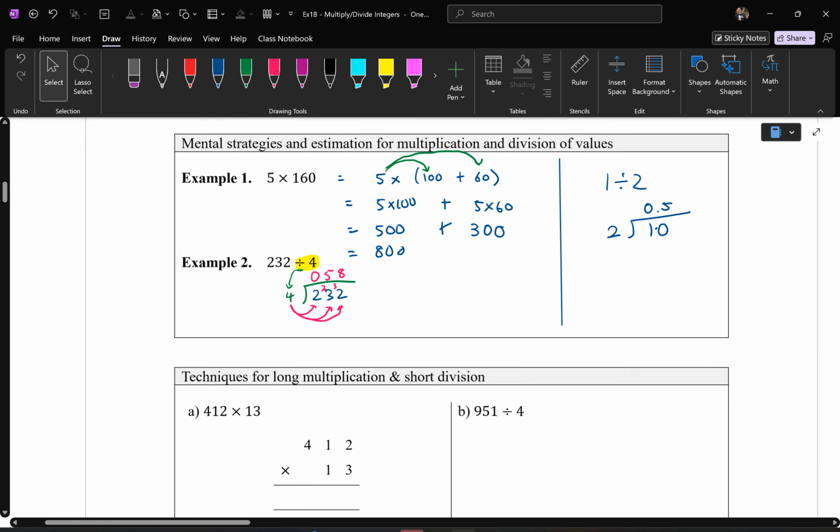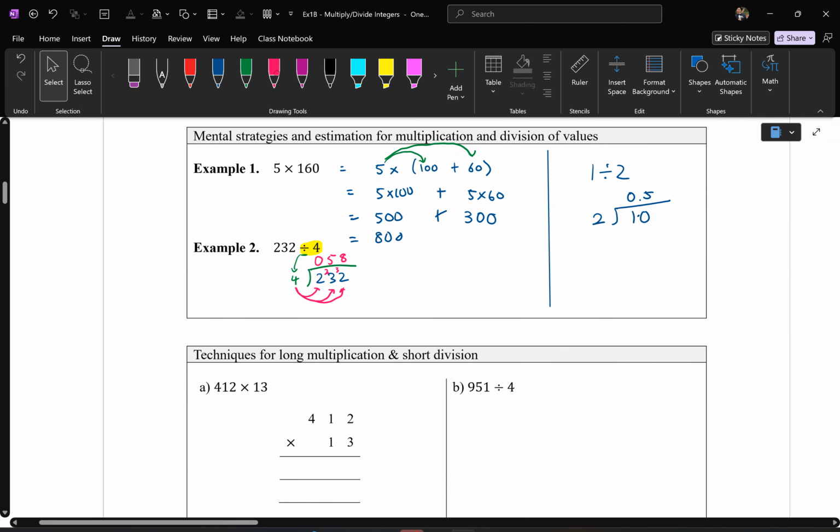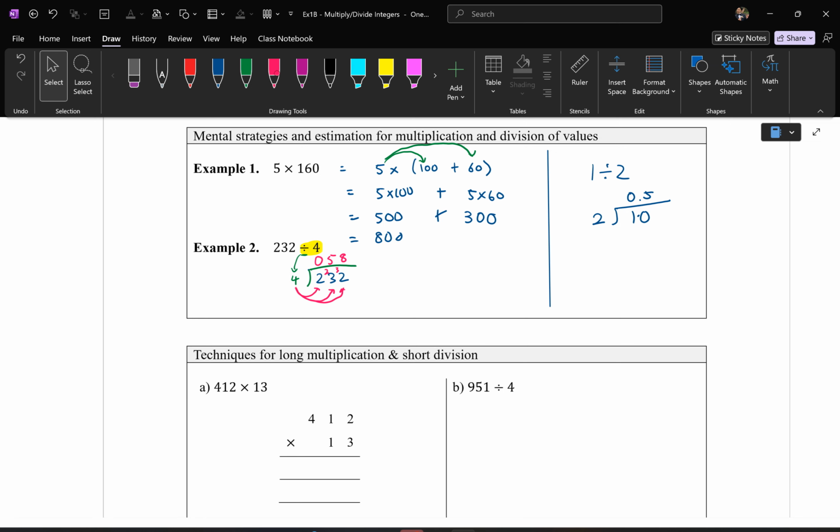Copy that down, and these are our last 2 examples. And then you can have a go at exercise 1B. Okay, so long division, short division. These are the 2 skills from fluency. Then you do problem solving if you're up for it.